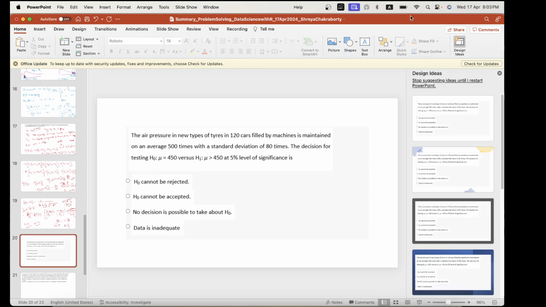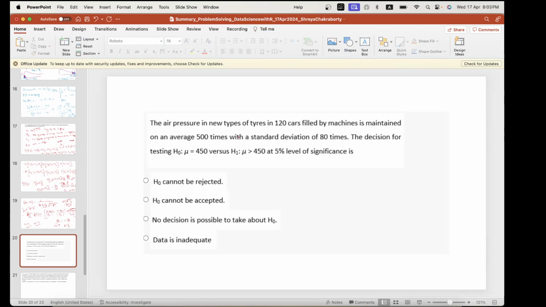So here they are saying that the air pressure in new types of tires in 120 cars filled by machine is maintained on average at 500 times with a standard deviation of 80 times. Decision for testing mu equal to 450 versus mu greater than 450 at 5% level of significance.